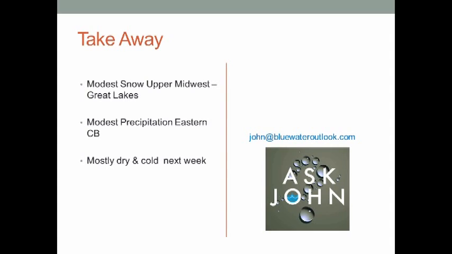So the takeaway points from today's briefing: modest snow in the upper Midwest, once again into the Great Lakes, some modest precipitation over eastern parts of the Corn Belt. Then it looks like again next week, mostly dry and cold right towards Christmas.